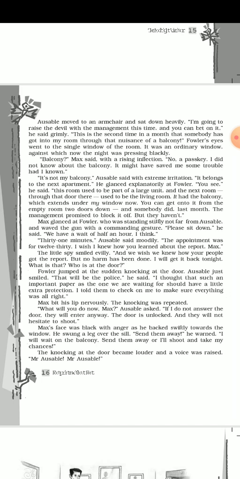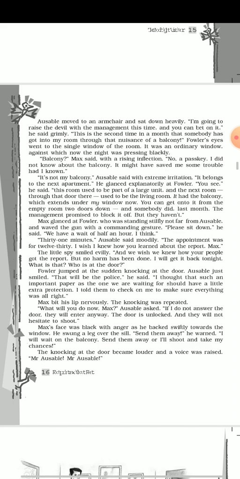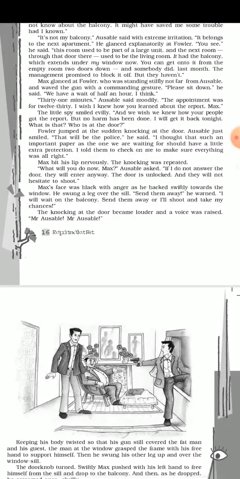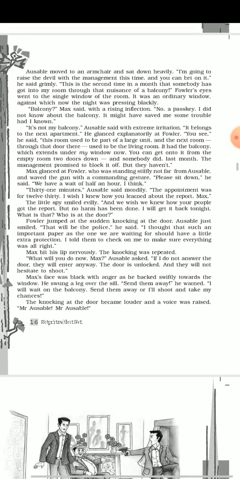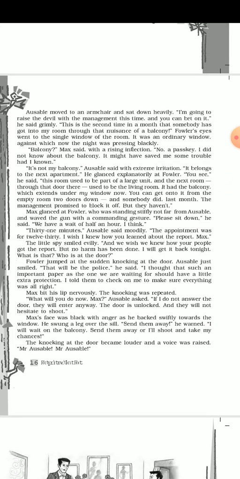It was an ordinary window which I showed you as well. So Fowler's eyes went to the single window of the room. It was an ordinary window against which now the night was pressing blackly. The night was quite visible. This was the only window that was there in the room. So Fowler noticed that window. Here Ozable is expressing his anger.